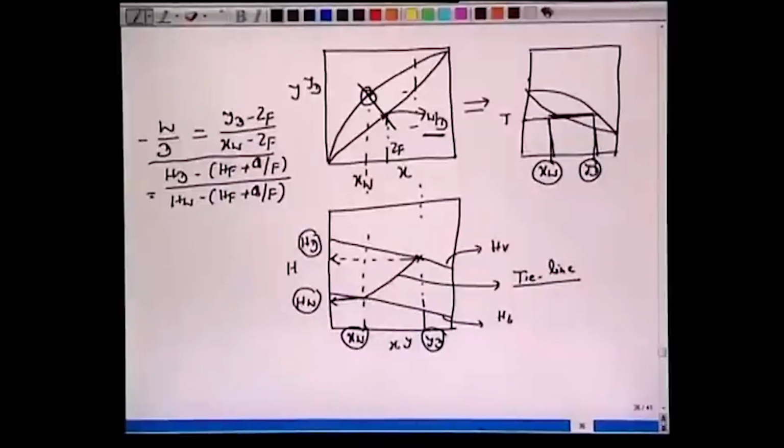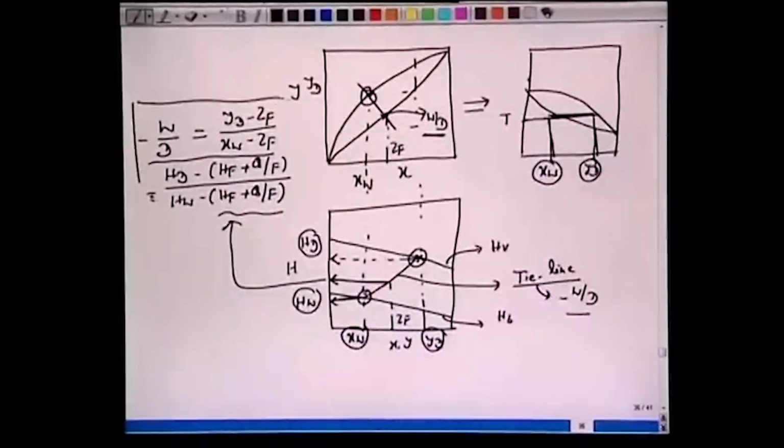So similar argument here. Where is the feed? If I choose feed zF, in between xw here, then the coordinate of this will be HF plus Q by F, because that's a mixing rule. We are taking a feed which has enthalpy of HF plus Q by F, and it is now separated into two streams, D and W. The two are in equilibrium, they fall on a straight line, and the equation of slope of this line is given by minus W by D. So this is a tie line, and the slope of this line will be minus W by D, from this relation which we obtained.